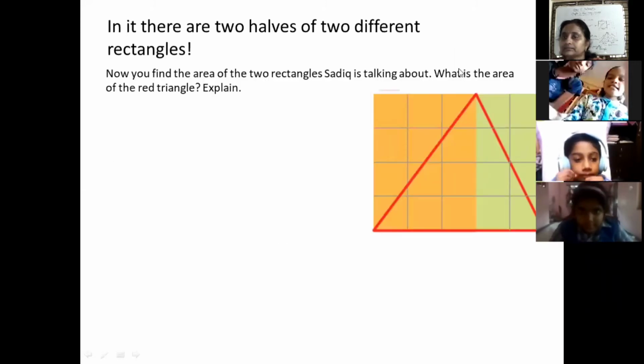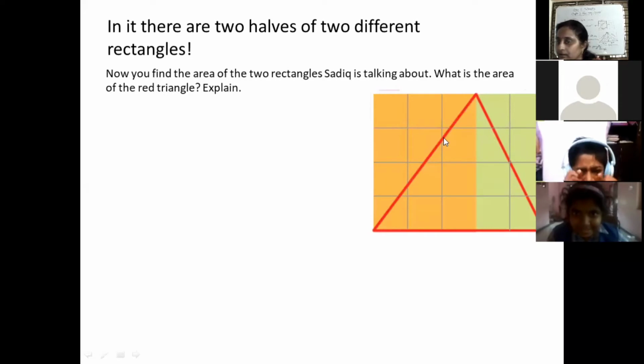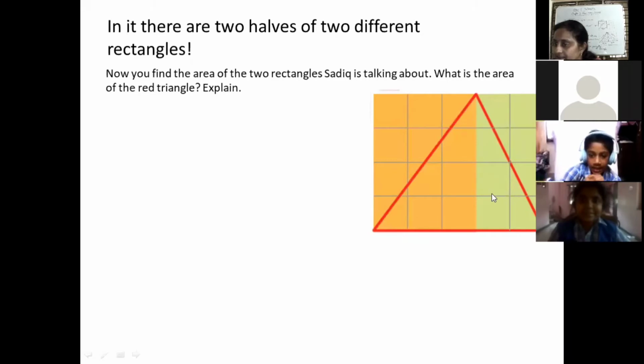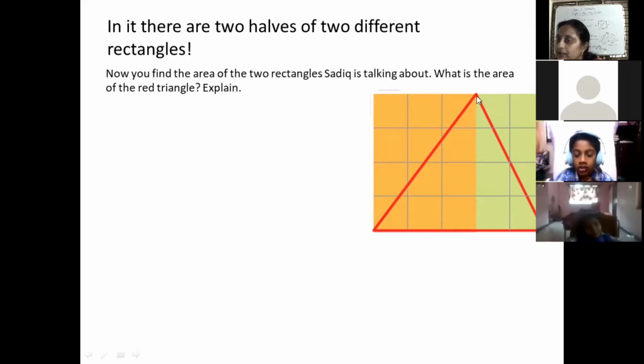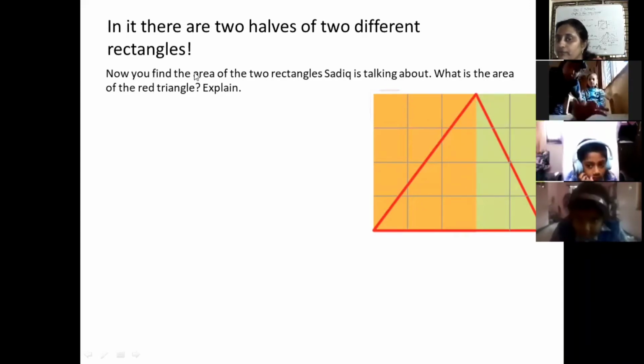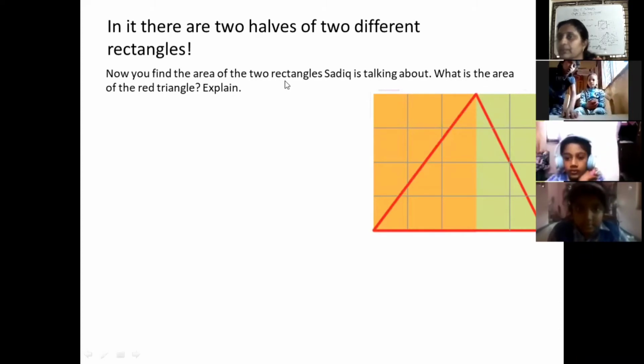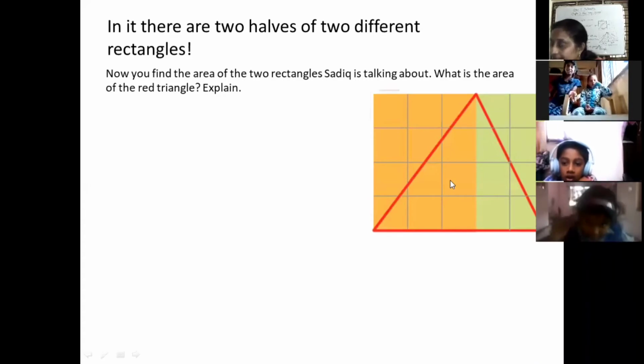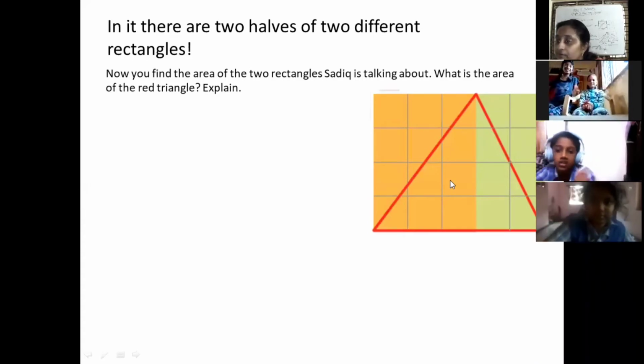Next. See here. Here, this rectangle is divided into two parts. One is the orange part, another one is the green one. Is it clear to all of you first? Yes, ma'am. In that, one triangle is drawn. Now, what we have to find? We have to find the area of two rectangles and the area of the triangle also. Area of rectangle and area of triangle.